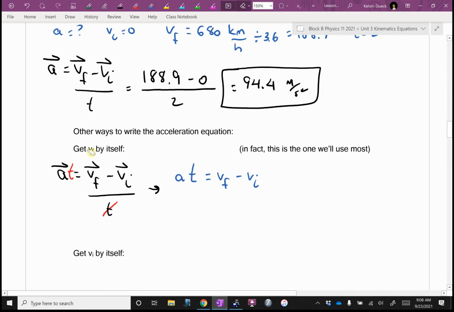Callie, what does it want me to get by itself? VF. I know it's tough to see because I shrank it down. What side is the VF on? The left side's going to drop down like a domino then. Kuthunk. What else is right next to the VF of VI? What's the VI doing to the VF? Adding, subtracting, multiplying, or dividing? So how could I move it over to the other side?